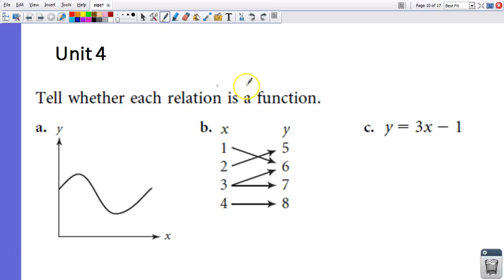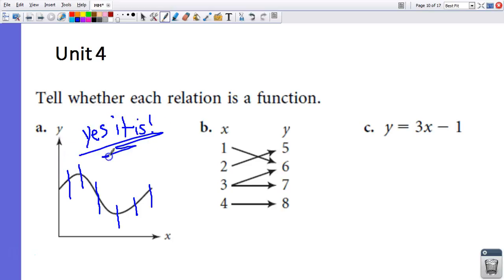Ooh, another Unit 4. Which of the following relations are functions? So we need to think back to our vending machine and our vertical line test. So it's always easiest to see it as a graph, because you can just do that vertical line test. A vertical line is, forgive my vertical lines here, but it's only going to cross once, right? So this is a function. Yes, it is. Vertical line test.